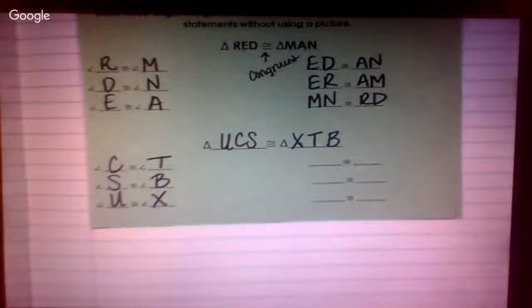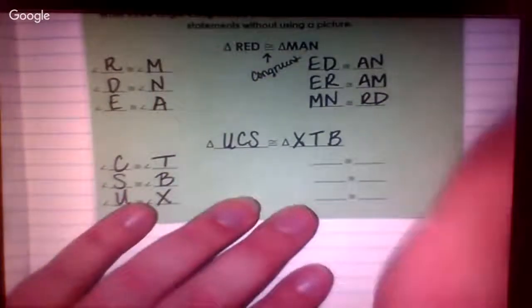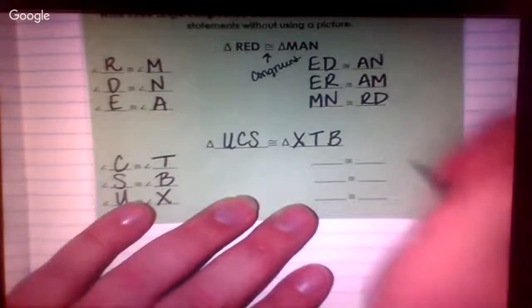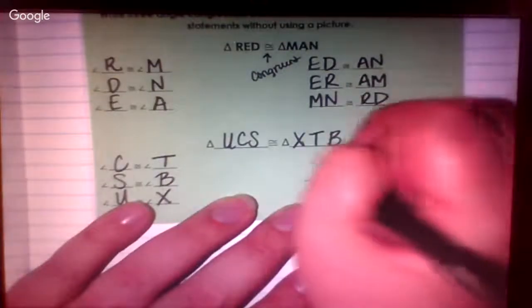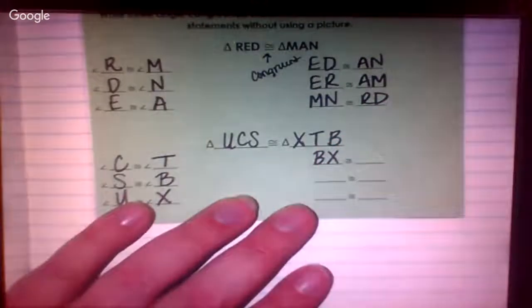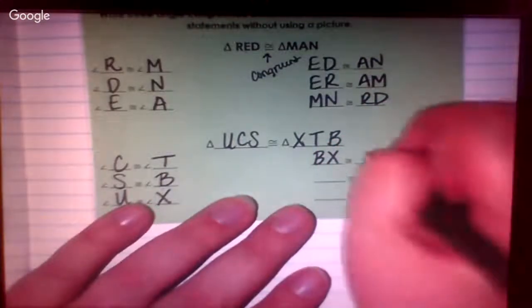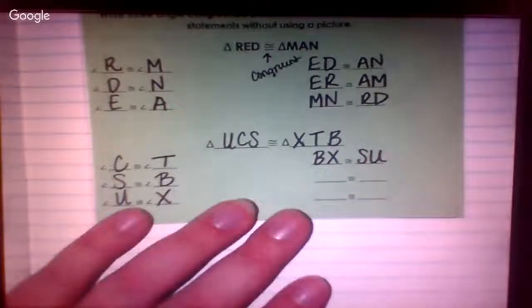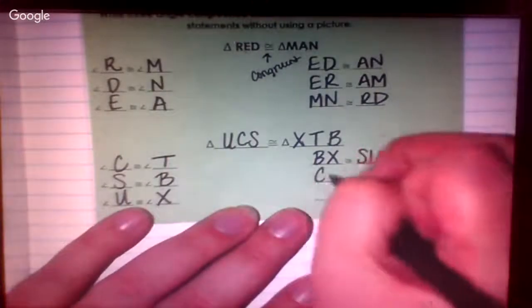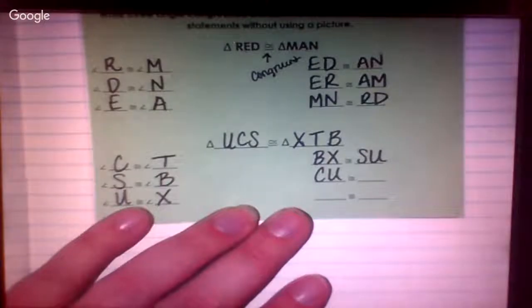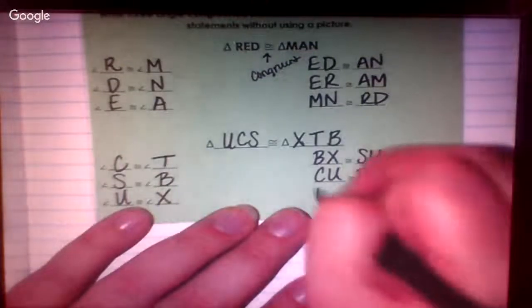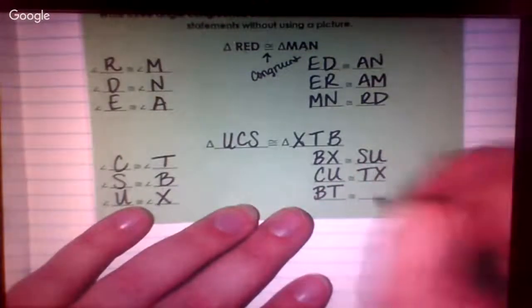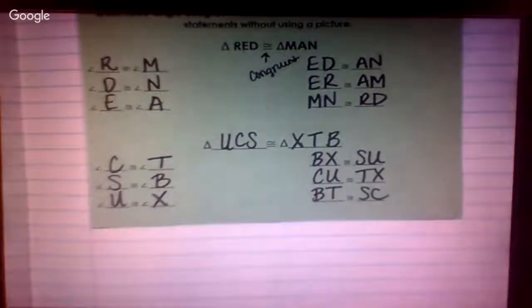And again, I can label corresponding sides as well. So let's do BX, SU. Let's do CU, TX. And let's do BT, SC. Fantastic.